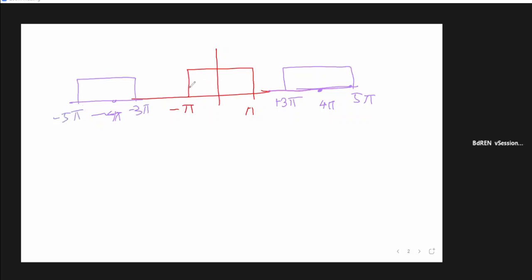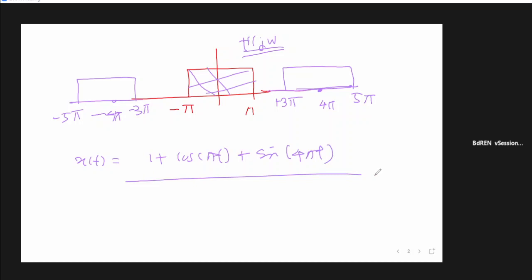Now you see that this is not your spectrum now. After multiplication, this is your H(j omega). If this is your H(j omega), then your input is x(t), equal to what? Your x(t) was equal to 1 plus cos pi t plus sine 4 pi t. Now tell me, if we apply this x to that system, that frequency response, like a band pass filter, then which of these components will appear at the output?